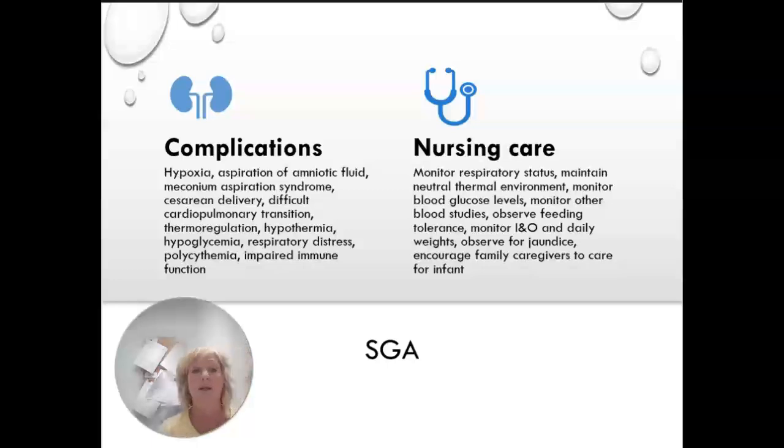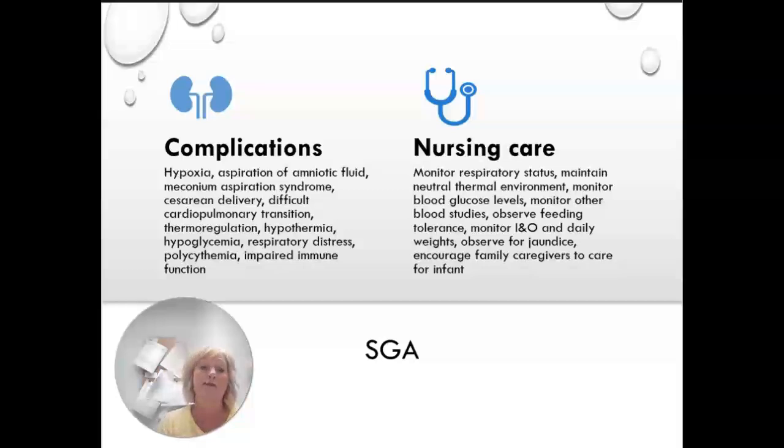Thermoregulation, they're probably not going to be able to regulate their temperatures very well, so we're going to have to keep them warm. Hypoglycemia is going to be a big thing. Respiratory distress, polycythemia, they've developed a whole bunch of red blood cells. So what are we going to do? Biggest thing we're going to do is monitor that respiratory status. If they're not breathing good, we're going to have to intervene right away.